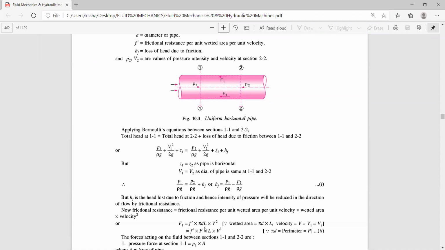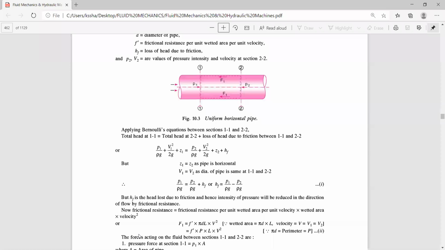Pi into d into L, that is perimeter into length, will give you area into velocity square. So your F1 will be equal to F dash into P into L into V square. This F1 we are trying to calculate. See here, your water is flowing in the right hand side direction, P1, P2. But this F1, what is it trying to do? It is trying to oppose the flow of water. So we need to calculate F1. So F1, that is frictional resistance, is equal to F dash into P into L into V square.